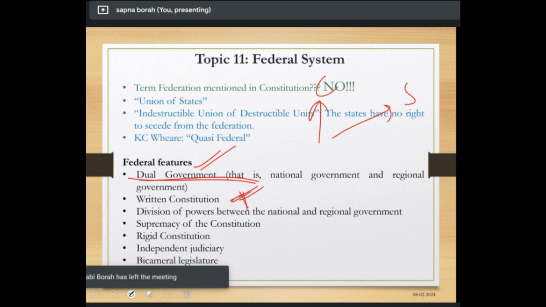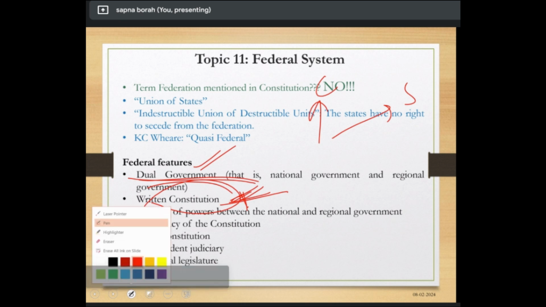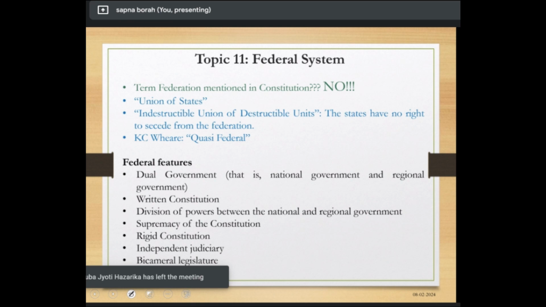Why? Because, like I said, in a federation there is an agreement, and it is a written agreement. So like that, you can consider that when it's a written constitution, it's kind of a federal feature. Directly, this concept will never come in the exam. All you have to remember is that a written constitution is a federal feature.